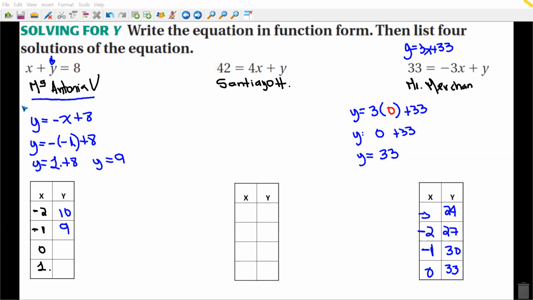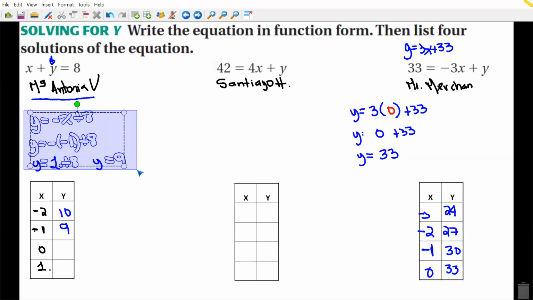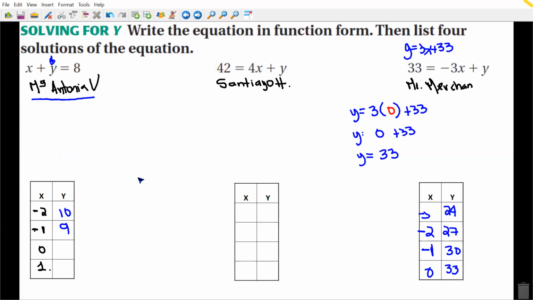Okay. Now I'm going to replace my x with a 0. And if I replace x with a 0, what is the answer always going to be? B. Eight. Remember, y equals mx plus b. So there's going to be 0 plus 8. Y is equal to 8.